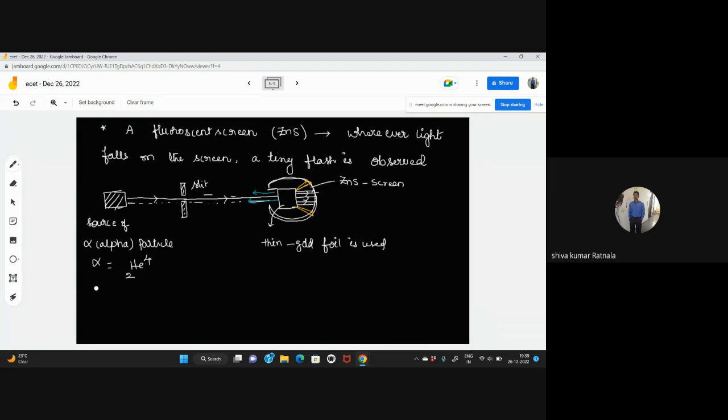Now here the question is, why is gold foil only used? Gold foil is used because of its high malleability.